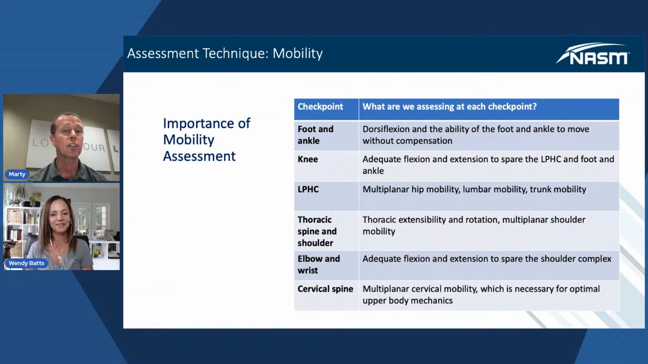Yeah, so we kind of touched on it already with the mobility assessments, obviously the importance of it. So we're still going to stick to our 5 kinetic chain checkpoints. You'll see here foot and ankle. And again, what we're doing is looking at how to do it properly and why we're doing it. So let's look at the foot and ankle. What are we assessing? Dorsiflexion and that ability of the foot and ankle to move without compensation. Then we go through the knee, the lumbopelvic hip complex, all the way through the 5 kinetic chain checkpoints.